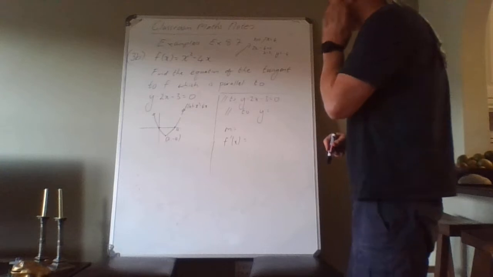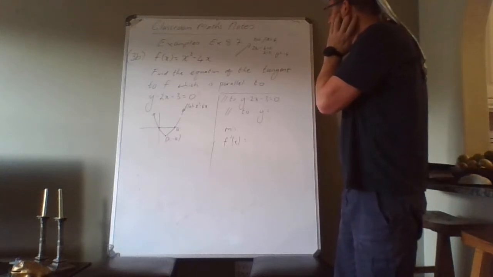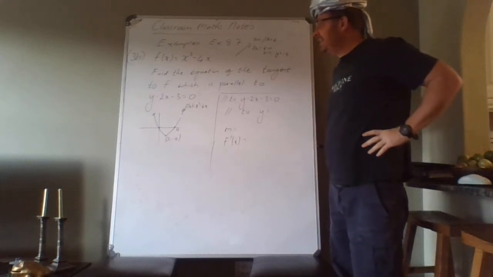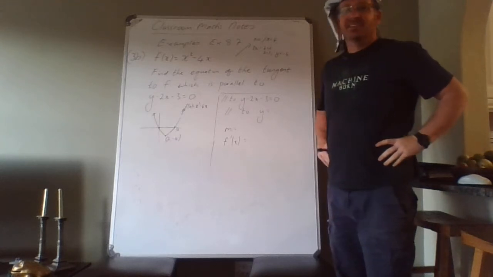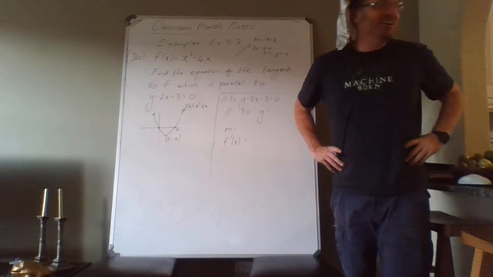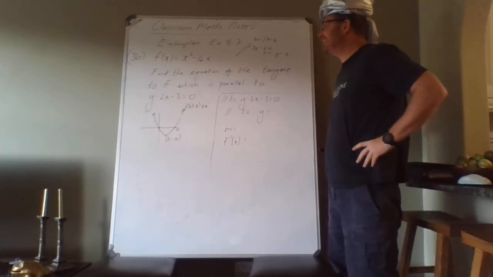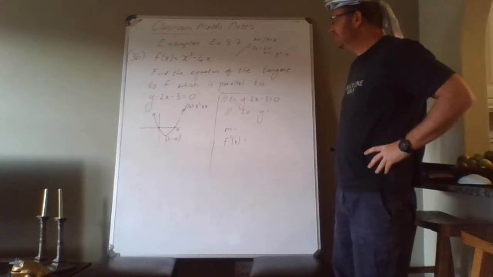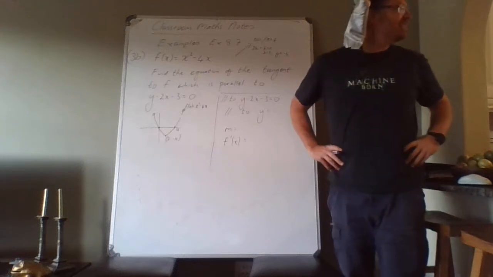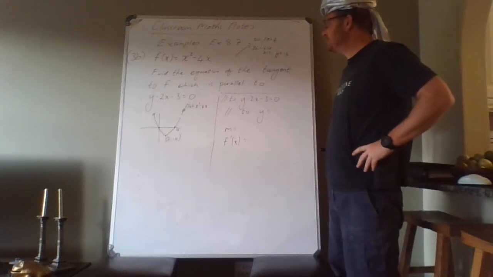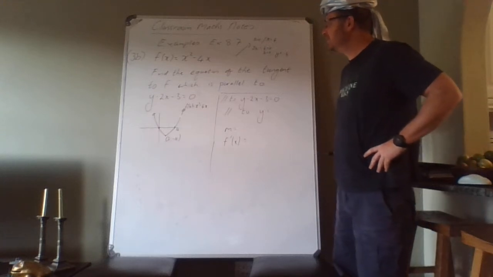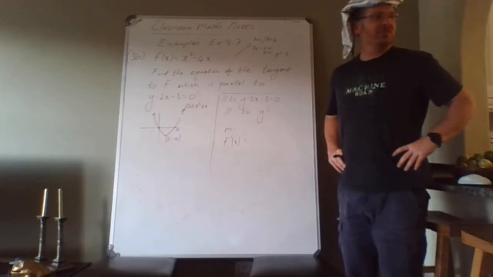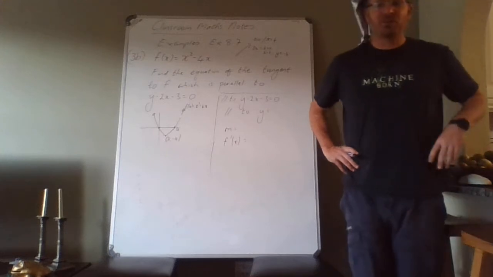Right, welcome back. Your next example, question 3b, is from exercise 8.7 of Classroom Maths. You've got f of x is equal to x squared minus 4x. The question says find the equation of the tangent to f which is parallel to y minus 2x minus 3 is equal to 0. So this question is phrased in a completely different way. I'm just going to press pause for a sec.